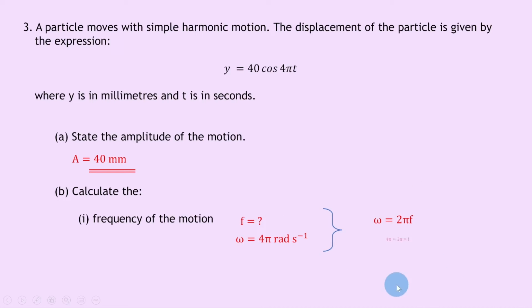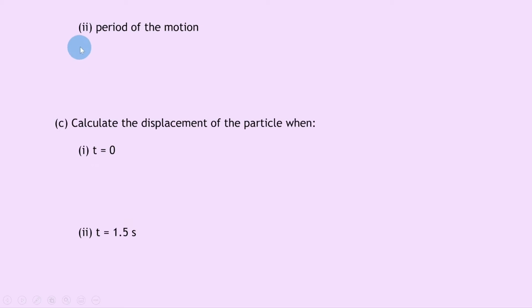Substituting in the numbers gives us 4 pi equals 2 pi times f, so that means f is simply 2 hertz. And then B part 2 says to calculate the period of the motion. So we want to find capital T, the period, and we now know that linear frequency f is 2 Hz. So we can use our relationship between linear frequency and period, which is T equals 1 over f. Substituting in the numbers gives us 1 over 2, which equals 0.5 seconds.